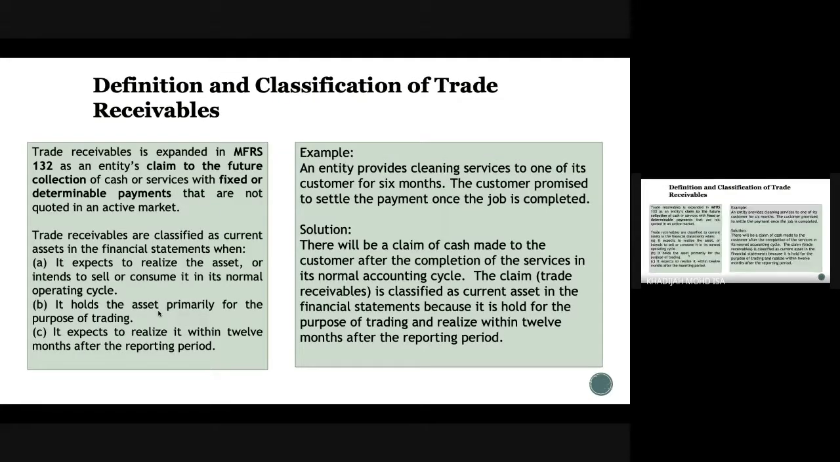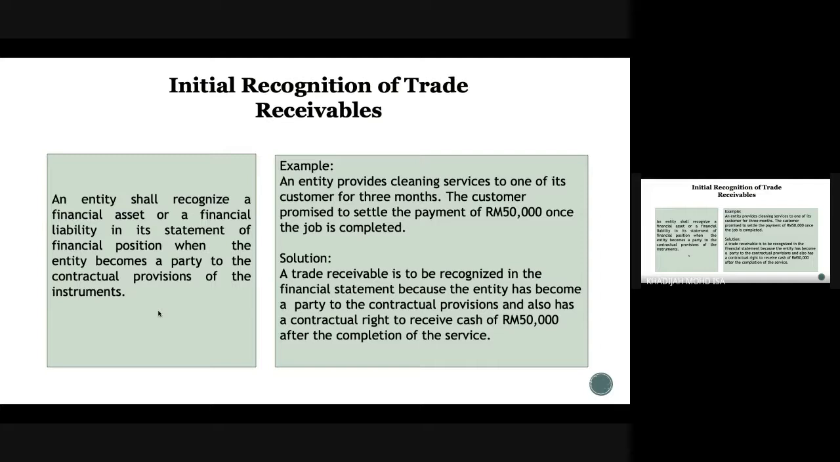For example, an entity provides cleaning service to one of its customers for 6 months, and the customer promised to settle the payment once the job is completed. So there will be a claim of cash made to the customer after the completion of the service in its normal accounting cycle. So the claim here, which is the trade receivable, is classified as a current asset in the financial statement because it's held for the purpose of trading, and it will be realized within 12 months after the reporting period.